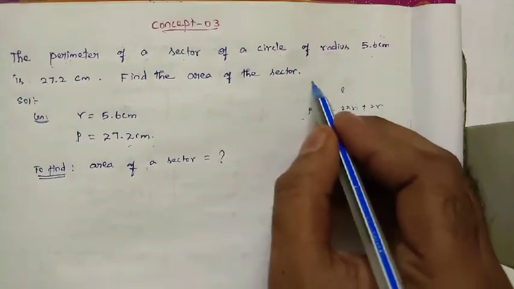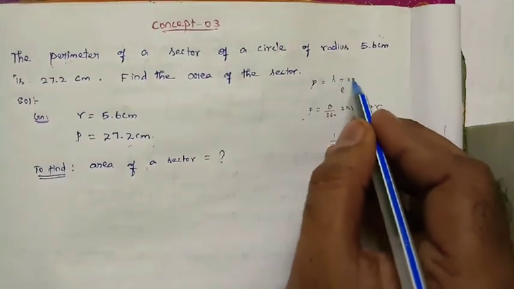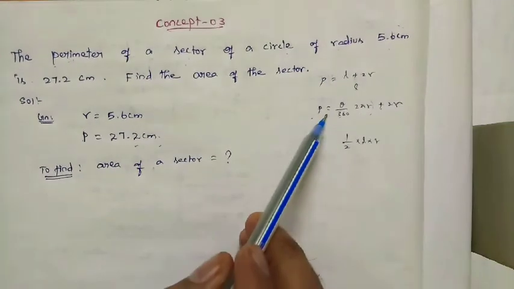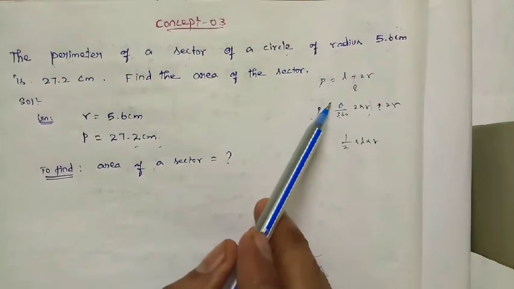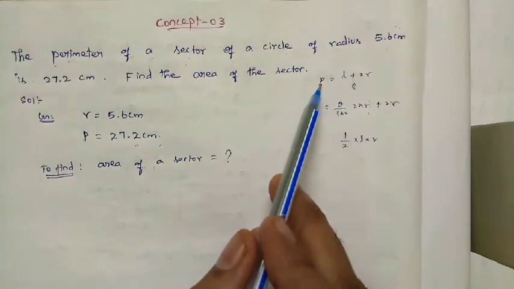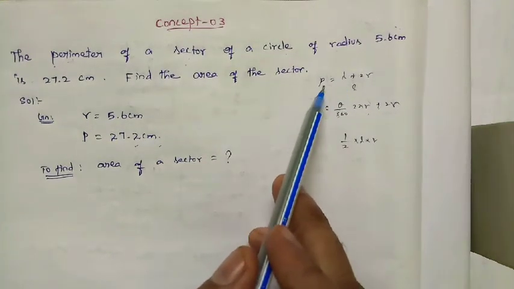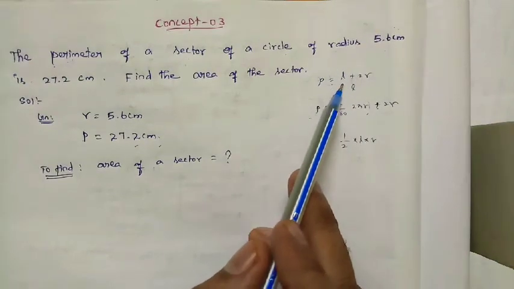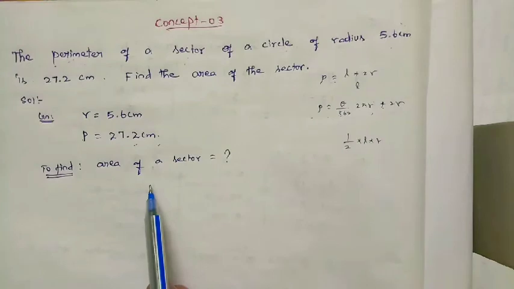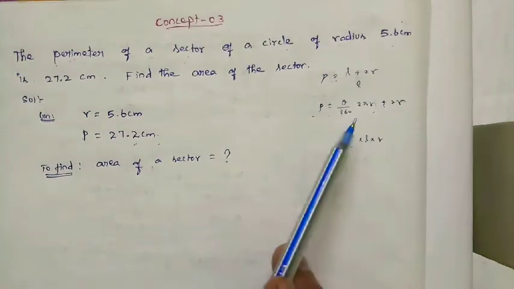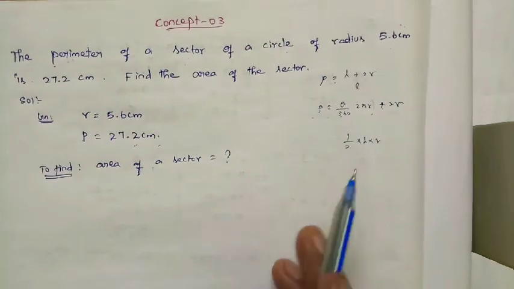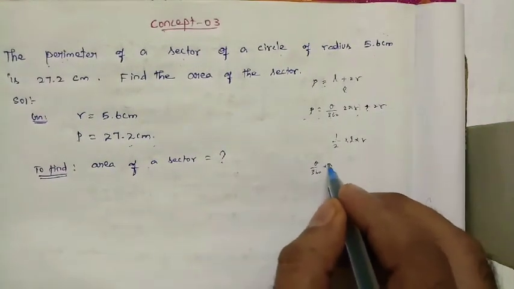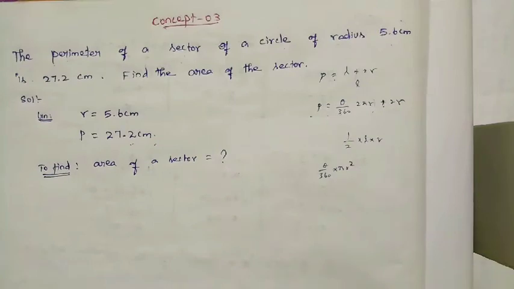Otherwise, we can use one more formula. P is equal to L plus 2r, right? By using this formula, we can find the value of L. For finding the area of a sector, you can find theta, and then we use the formula theta by 360 into pi r square.